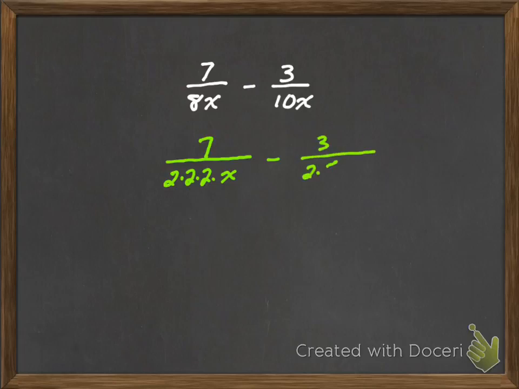10 is 2 times 5 times an x. So now we go through our thinking process. What does this denominator have that this one does not? Well, we got a 2 here. We already got a 2. Got an x. We have an x here. We have a 5 here, but we don't have any 5s over here. So this fraction has to get multiplied by 5 over 5.